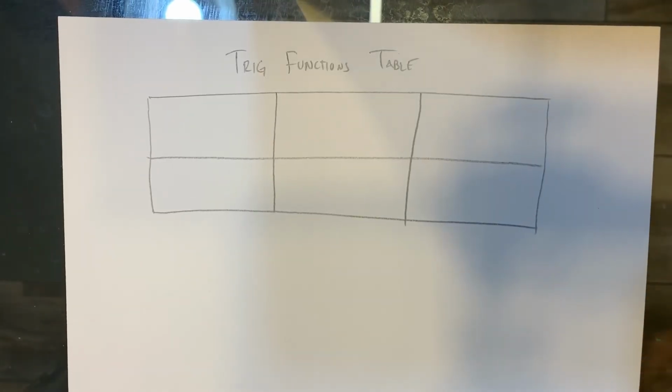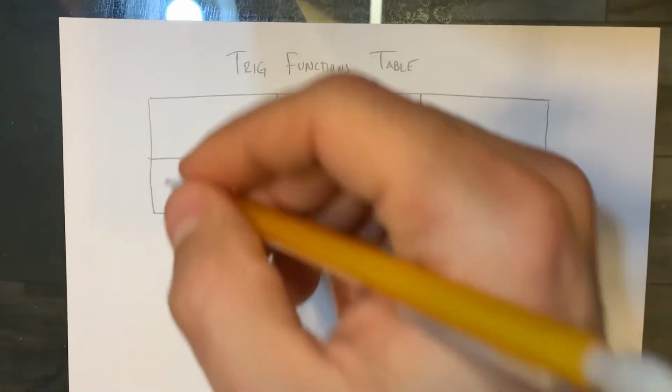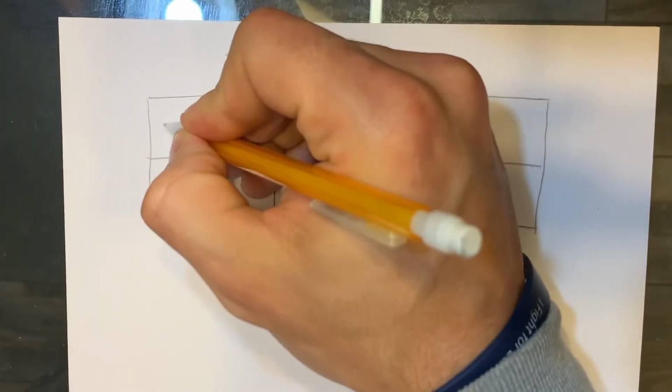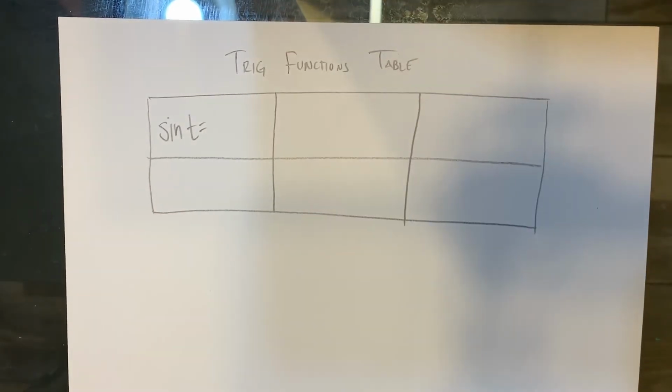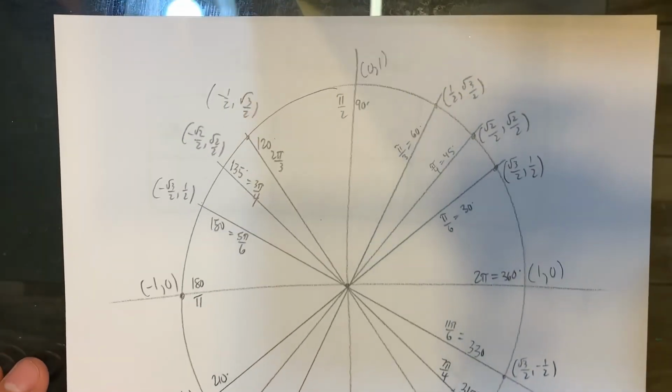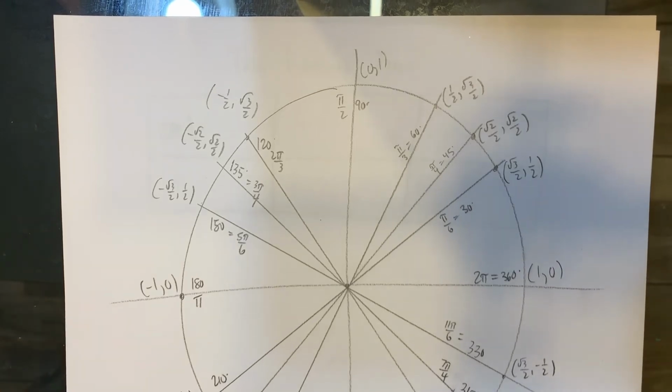All right, so we got our trig functions table. I think we got through the first one or two yesterday. So we say sine of any angle, right? All right, so we got our unit circle here. Can we see that on the screen?